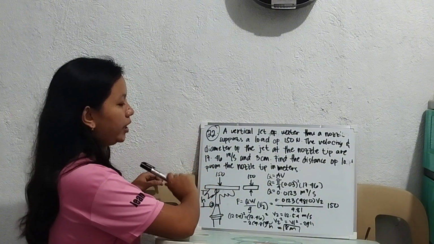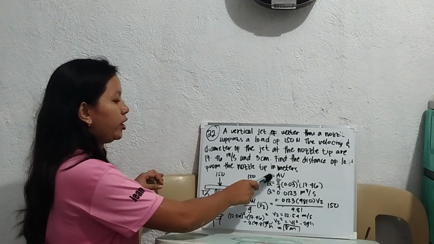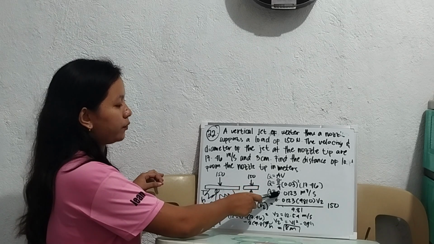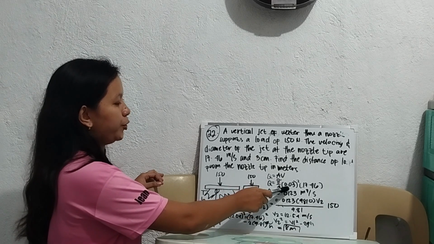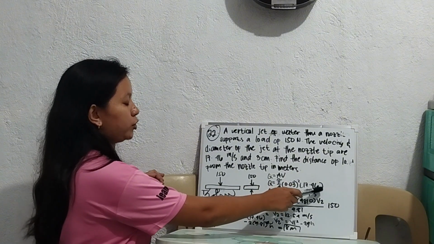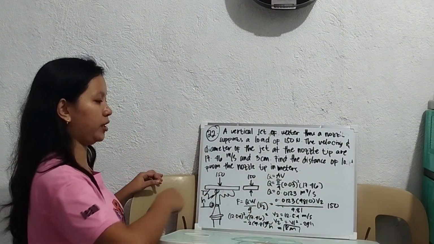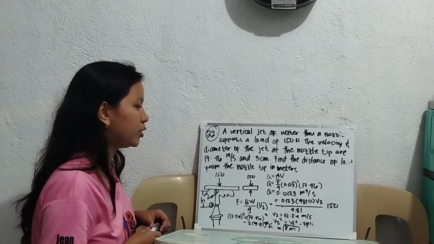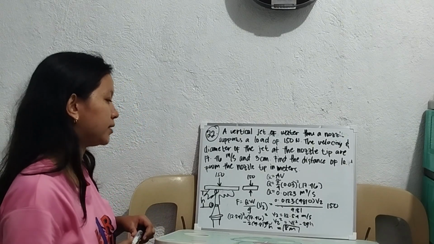First, we need to find the discharge. So Q equals area times velocity. So we have the area, pi over 4 times the diameter of 0.03 squared, and we have our velocity, 17.46. So we came up with the answer for the flow rate. So Q is equal to 0.0123 cubic meter per second.